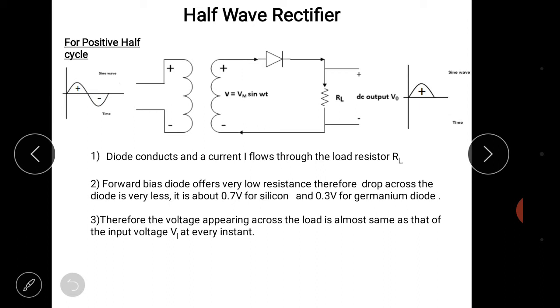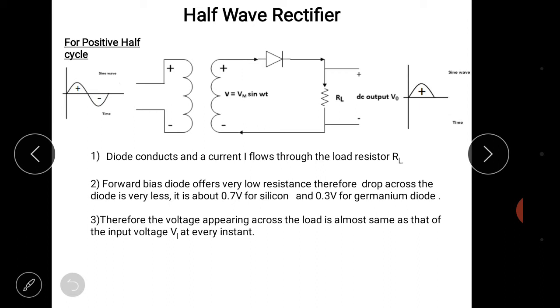When the positive half cycle comes, the polarity of the voltage is shown in the circuit diagram. The primary is plus minus, and it is induced into the secondary plus minus. The polarity of the voltage suggests that the diode would be in the on condition. The diode will be in forward bias. So we can say for the positive half cycle, the diode will conduct and it will allow current I to flow through the load resistor RL. So the diode conducts and a current I flows through the load resistance RL.